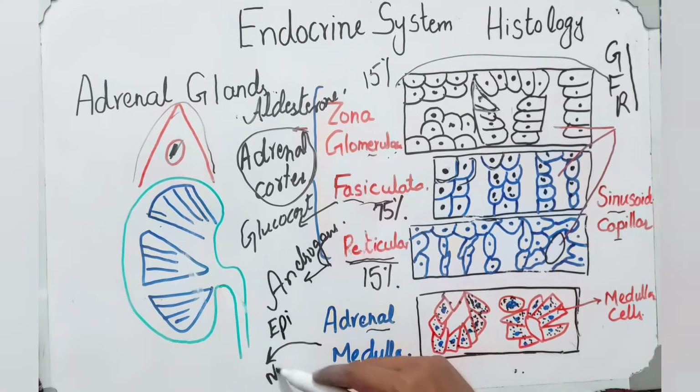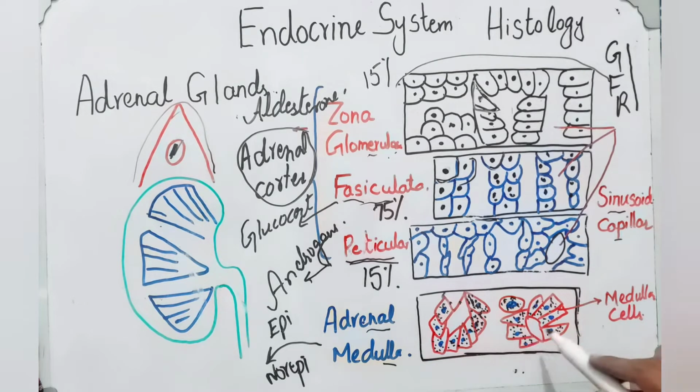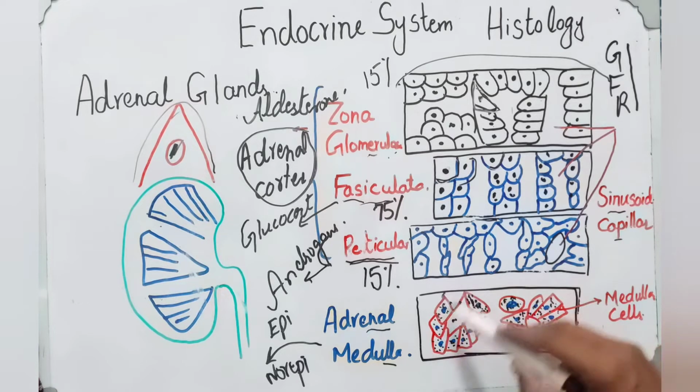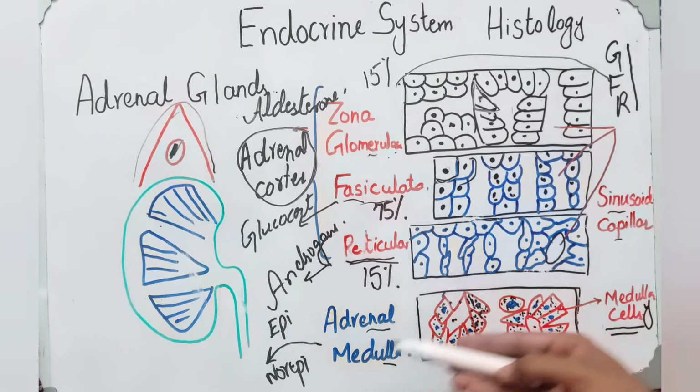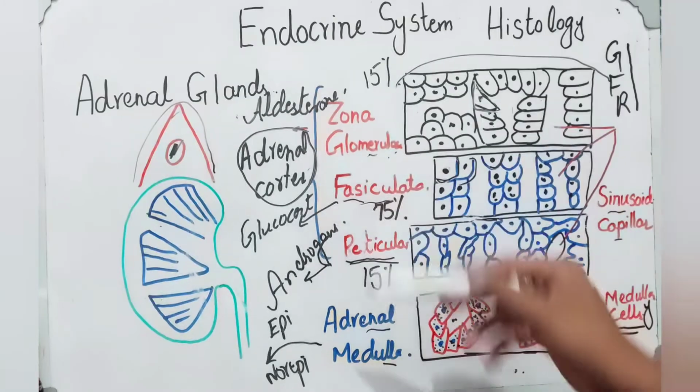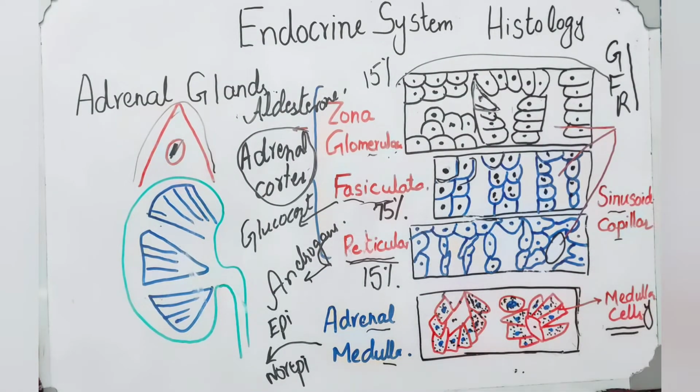Epinephrine and norepinephrine. And mainly there are also sinusoidal capillaries inside it, and these cells are mainly polygonal cells or large cells, and these cells are called the medullary cells. Now we have discussed in detail the adrenal cortex and adrenal medulla with their histology.